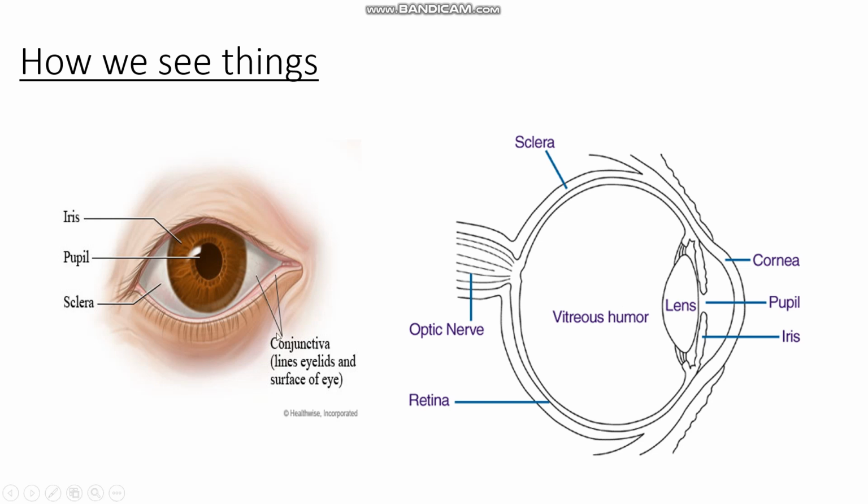And at the back here you've got a very important part of the eye called the retina, and connected to the retina is the optic nerve. Okay, so now what we're going to do is look at what those various parts do.